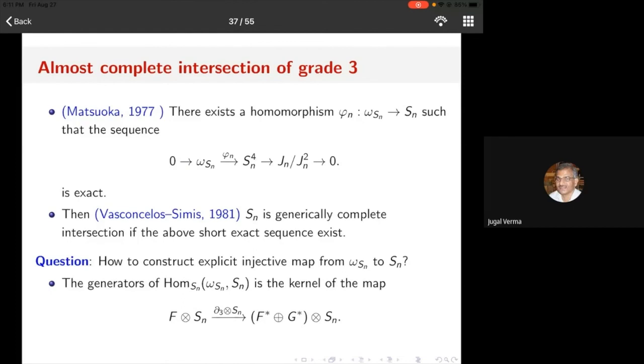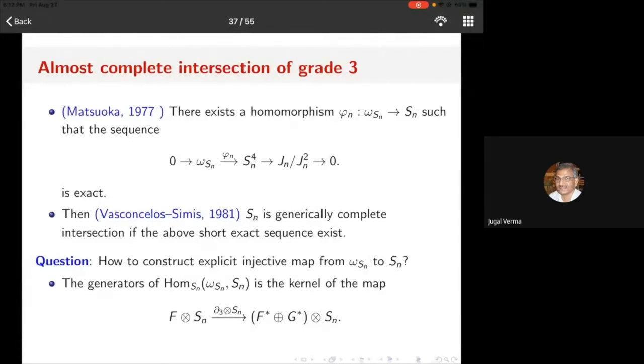First, we need to show that Q mod Jn is generically Gorenstein in order to construct an embedding, an injective map, from the canonical module of Sn to Sn itself. By the result of Matsuoka 1977, there exists a homomorphism phi n from the canonical module of Sn to Sn such that the sequence is exact. Then Vasconcelos and Simis proved that Sn is generically Gorenstein if there exists such a sequence, which exists by Matsuoka's result, and Sn has to be Cohen-Macaulay. In our case, it is Cohen-Macaulay, so this shows that Sn is generically Gorenstein.